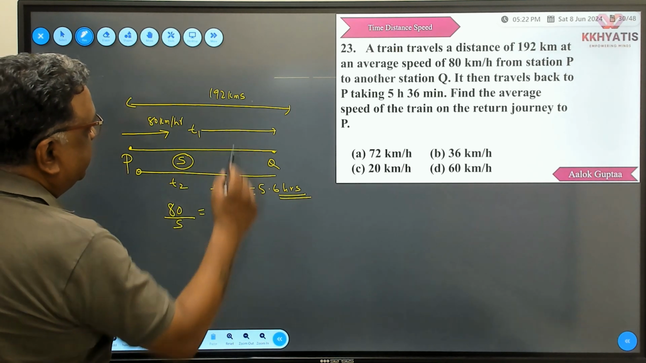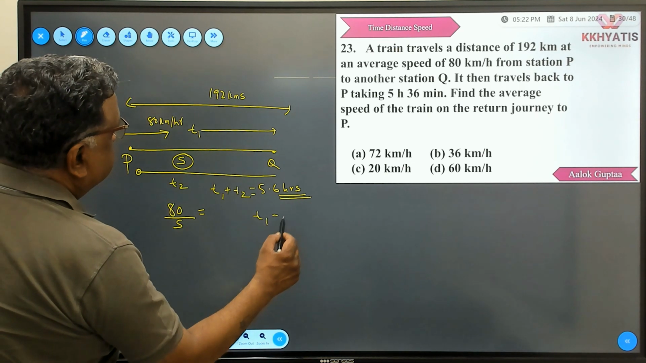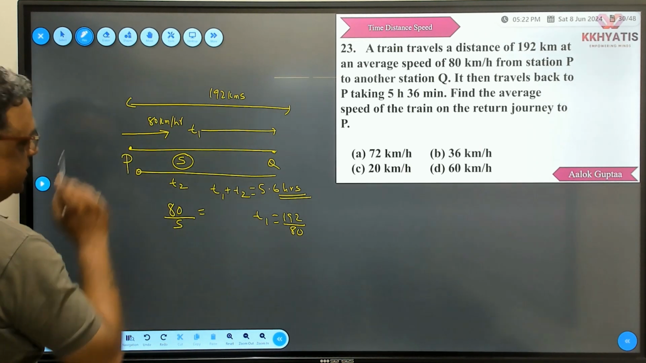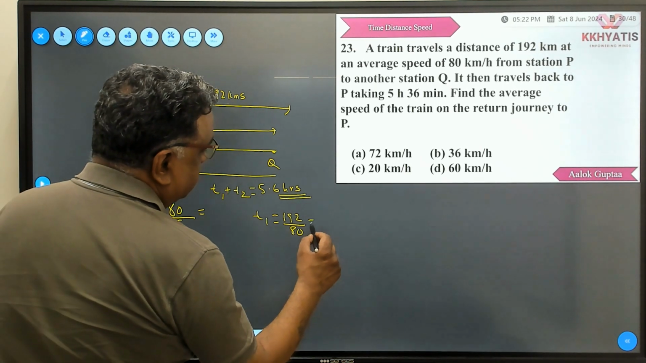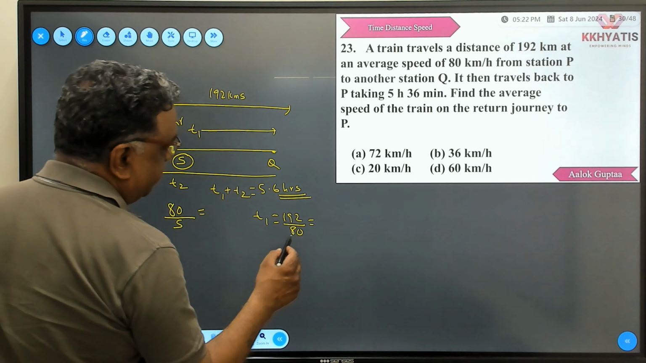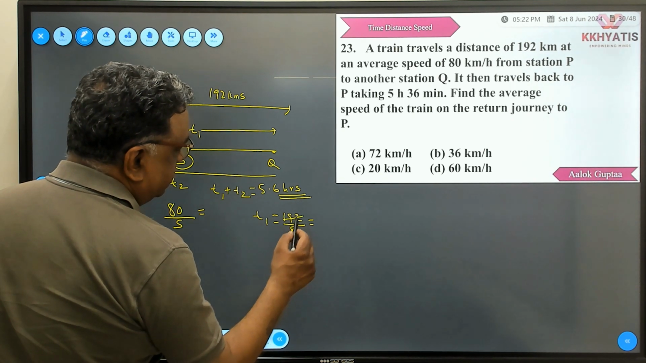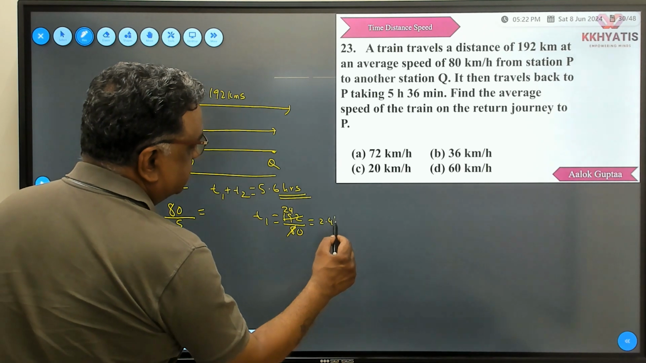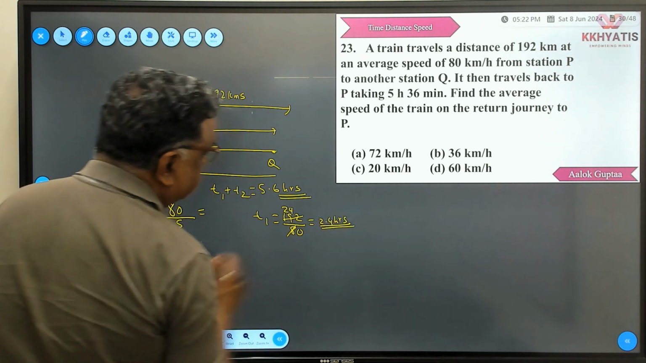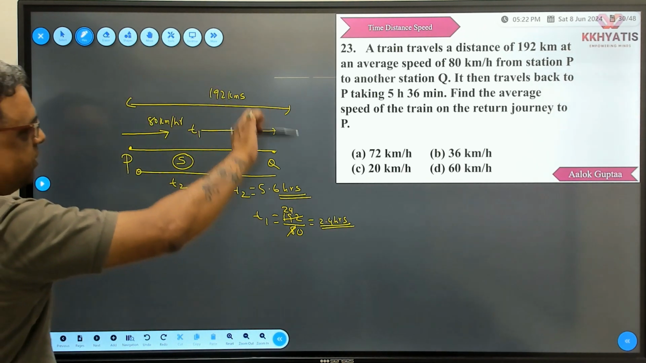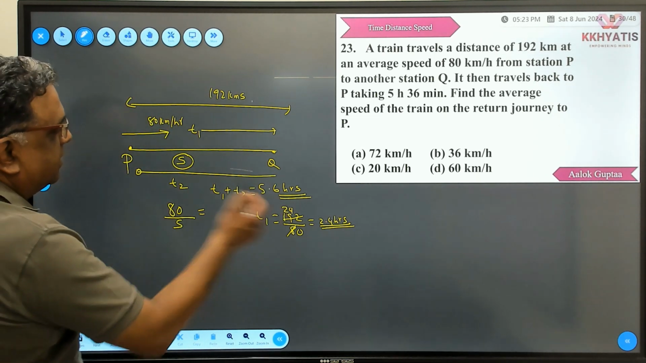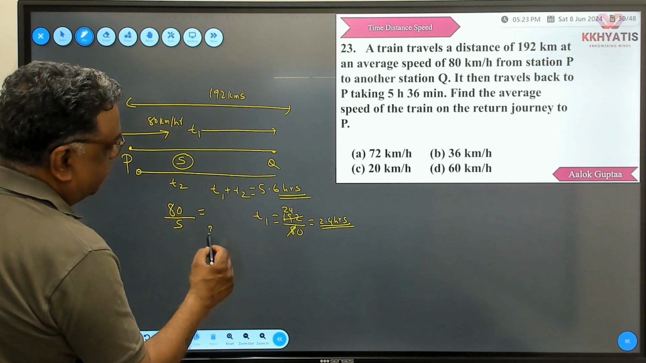I can find T1. T1 is 192 upon 80 because 192 kilometers at 80 kilometers per hour. So this is going to be 24 upon 10, 2.4 hours, right? So when it is going from here to here, it is taking 2.4 hours. Total is 5.6 hours. So while coming back, it must be taking 3.2 hours.